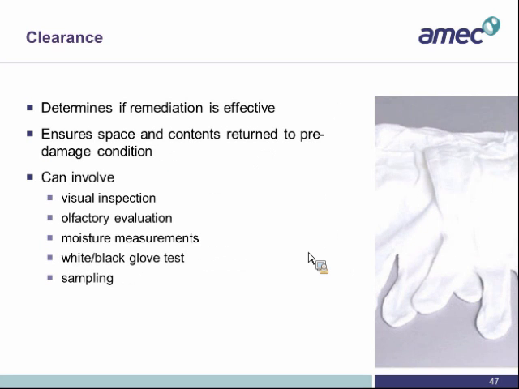So for clearance, we want to determine if the remediation is actually effective. So you want to ensure that that space has been returned to sort of that pre-damage state. And this usually involves a visual inspection. That's your most important thing. And olfactory evaluation, just smelling, that's useful too. Moisture measurements, a white-black glove test just to see if there's dust still remaining on surfaces. And then sampling too. And there's controversy about sampling and whether people should be doing sampling. Some guidelines recommend it, some say you don't need it. A lot of times I find clients want it because they want to see that the air concentrations have been reduced and they're below or similar to outdoor levels.